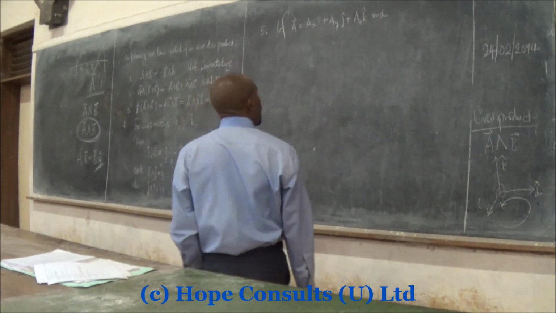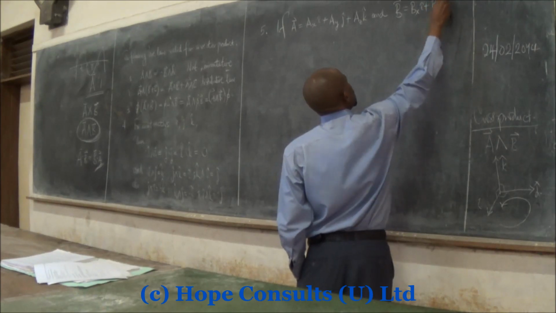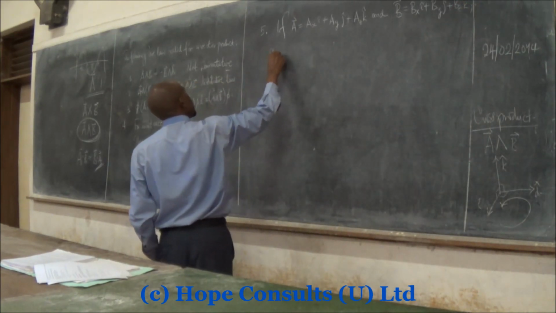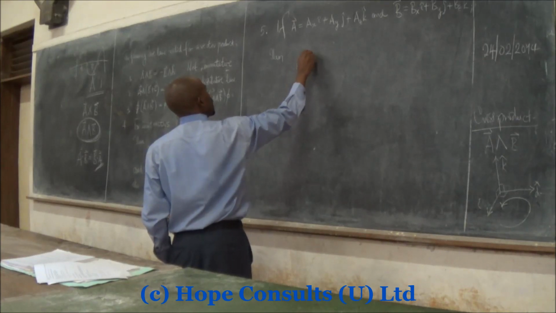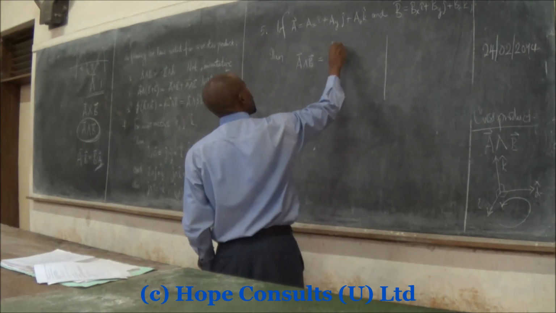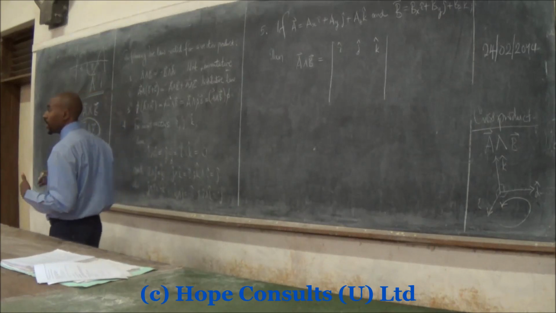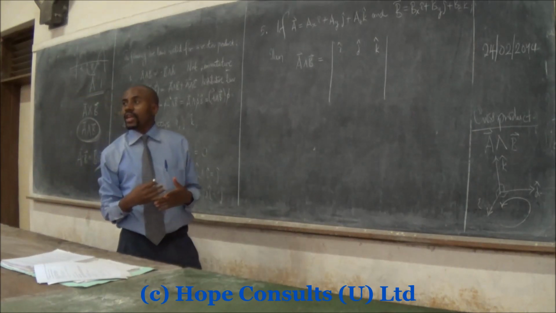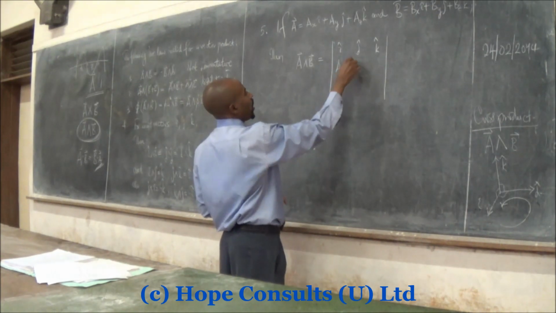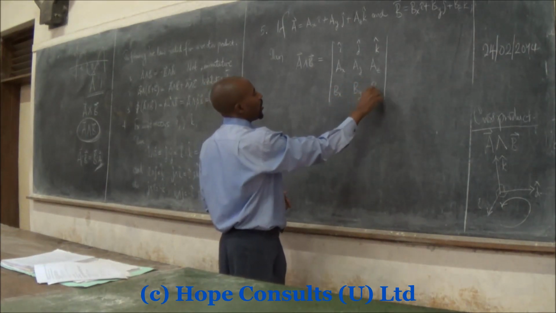And B is given by BX I plus BY J plus BZ K. Then our A cross B would be given by the determinant where we have our I, J, K, and then we list the components of A along I, J, K, and the components of B along I, J, and K. So we have AX, AY, AZ, BX, BY, BZ.